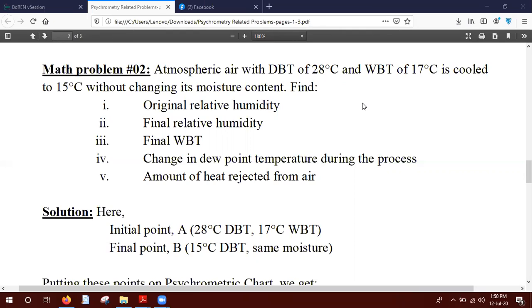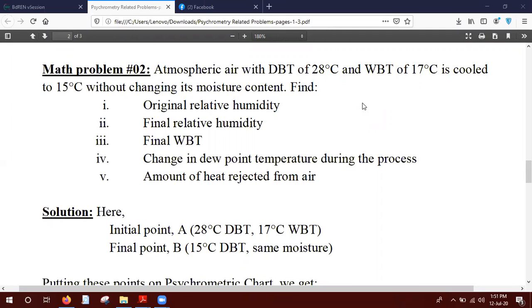So at first we place the psychrometer, and we get the dry bulb temperature 28 degrees Celsius and wet bulb temperature 17 degrees Celsius. Now we make a change. Suppose a heat exchange. Now our dry bulb temperature becomes 15 degrees Celsius, but without changing any moisture content. No change of moisture content means no change of humidity.